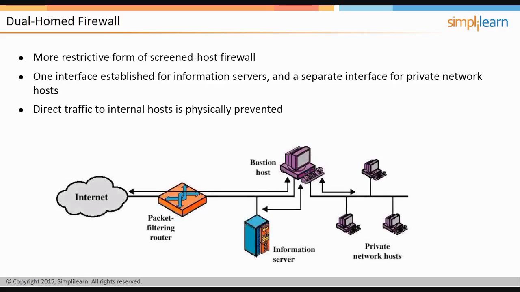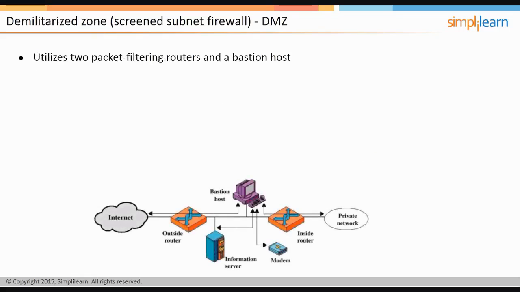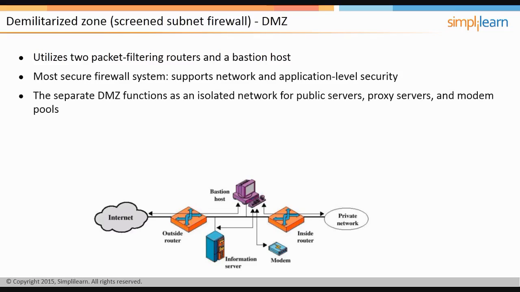In the next screen, we will discuss about demilitarized zone, screened subnet firewall, DMZ. This mode utilizes two packet filtering routers and a bastion host. It is the most secure firewall system and supports network and application level security. The separate DMZ functions as an isolated network for public servers, proxy servers, and modem pools.